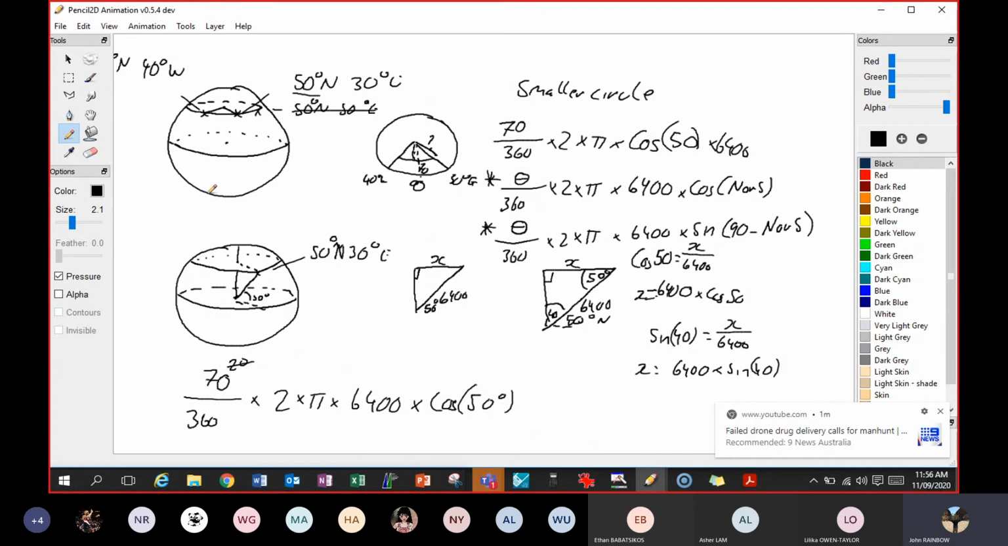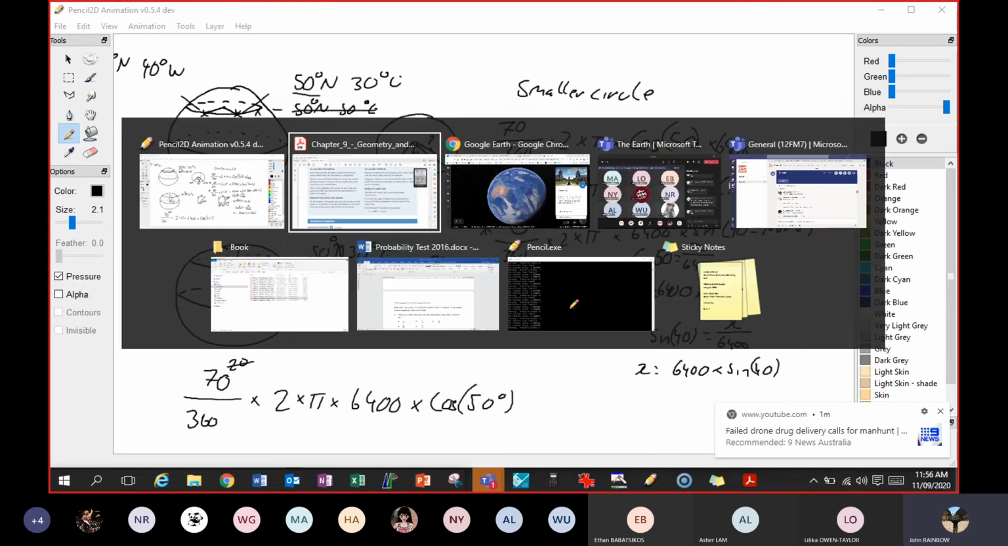Even if you've gone south, if they're both on 30 degrees south, that would change to 30. And hopefully that makes sense. Why? Because of this.